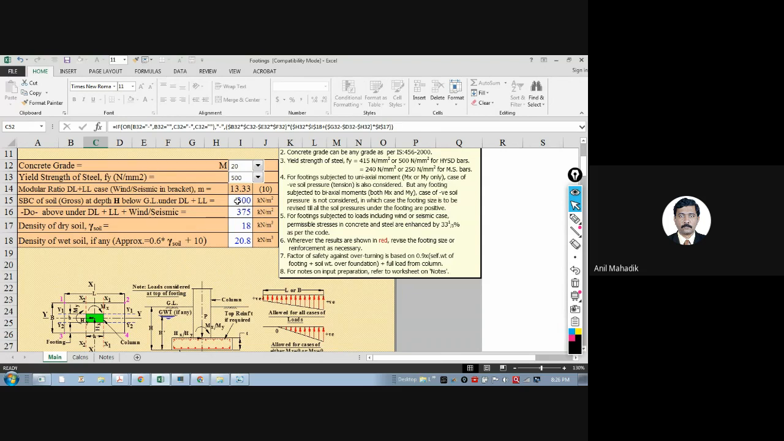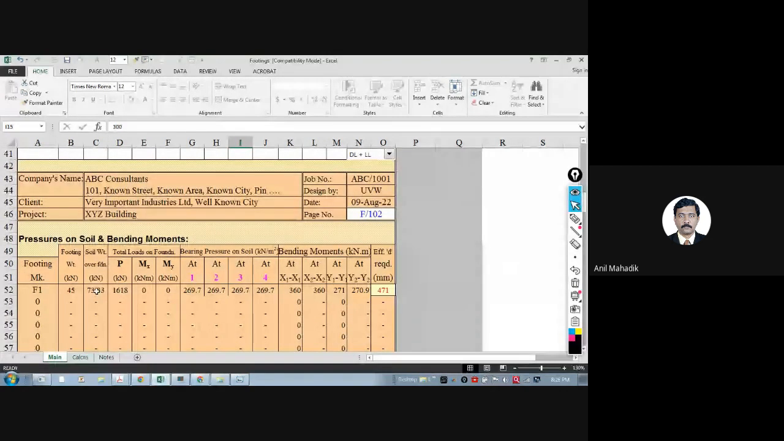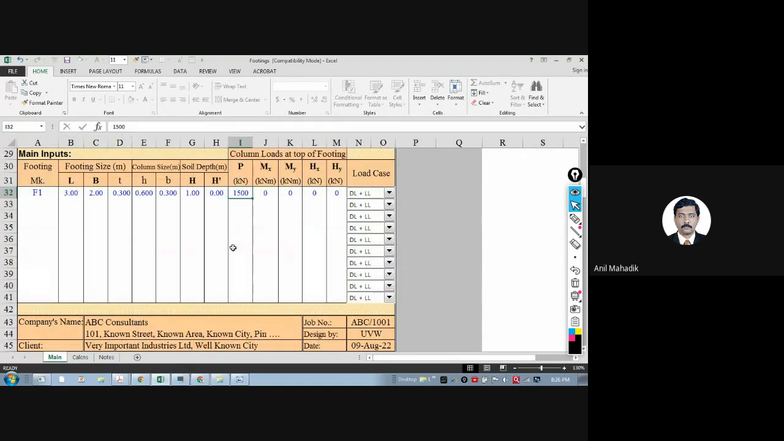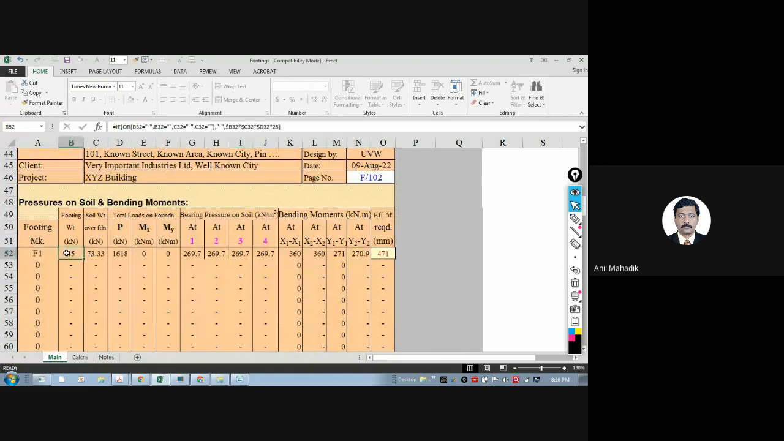I'll show you. There is an overburden weight, that is soil weight also, and there is a self weight of footing. It has already been calculated and added into the 1500 kilonewton which is coming from the column. We get these column loads from the analysis from STAAD Pro or ETABS software, and it is automatically adding the soil weight and self weight of the footing.